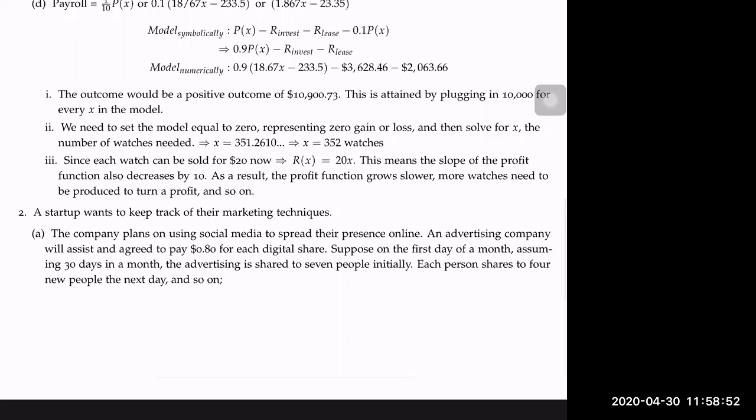Ignore the 30. The 30 is just to help you visualize the problem, where it's kind of like saying assume 7 days in a week, assume 30 days in a month, assume 365 days in a year. Does that make sense? So ignore 30. So 0.8 is correct. 7 is correct. What's the last number? 4. 4, right?